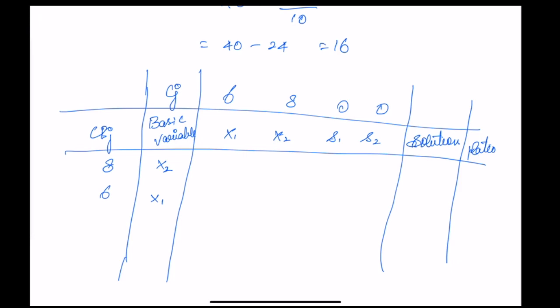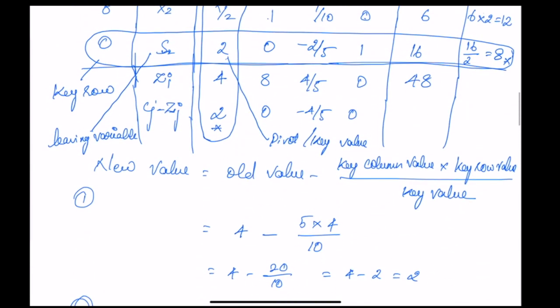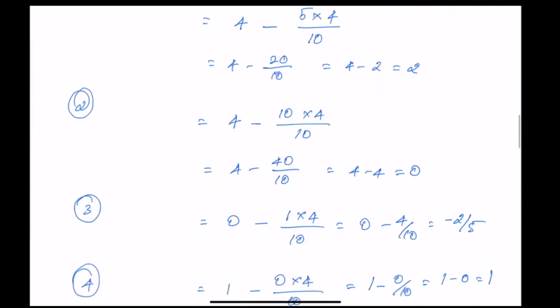Now we are supposed to convert the pivot element to 1 and the corresponding column elements to 0. We have the pivot element in the second row, in the technological coefficients row, the second constraint, we have this 2, that is the pivot element. Therefore, we are going to divide these 5 elements, 2, 0, minus 2 by 5, 1 and 16, by 2, the key value. So 2 by 2, 0 by 2, minus 2 by 5 divided by 2, 1 by 2 and 16 by 2.